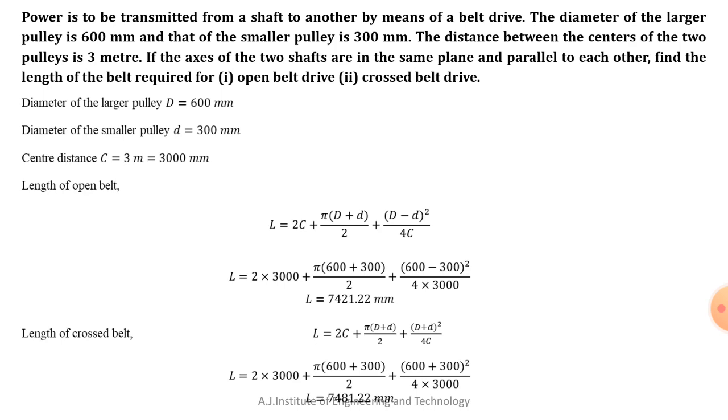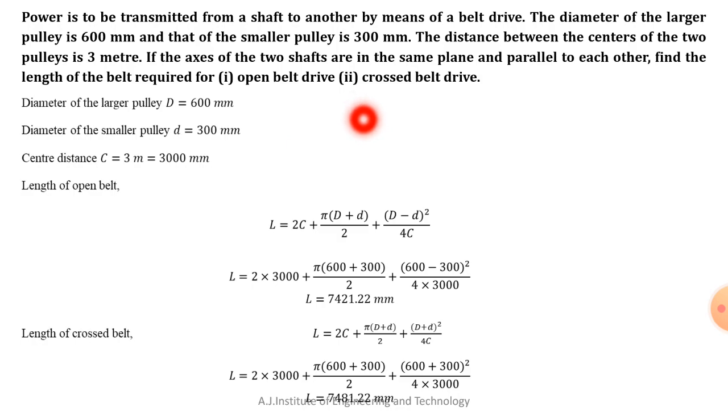Power is to be transmitted from a shaft to another by means of a belt drive. The diameter of the larger pulley is 600 millimeter and that of smaller pulley is 300 millimeter. The distance between the center of two pulleys is 3 meter. If the axis of the shaft are in same plane and parallel to each other, find the length of belt required for open belt drive. Second one, cross belt drive. So here you have to find out what is the length of the belt in two different cases, that is first one for open belt drive and second one for cross belt drive.